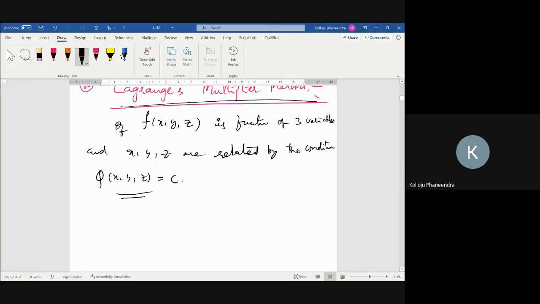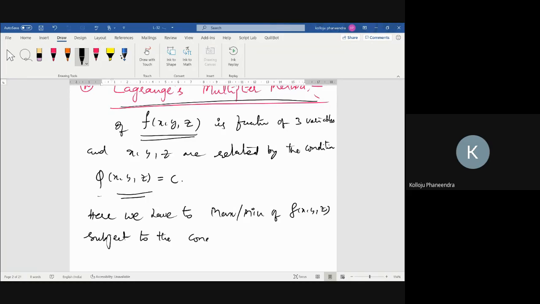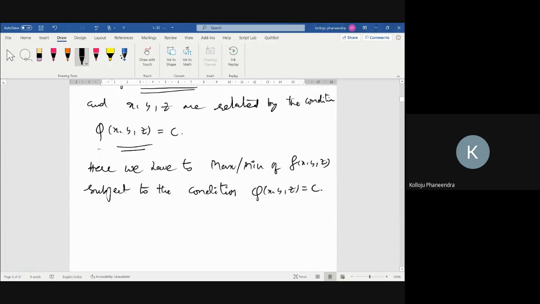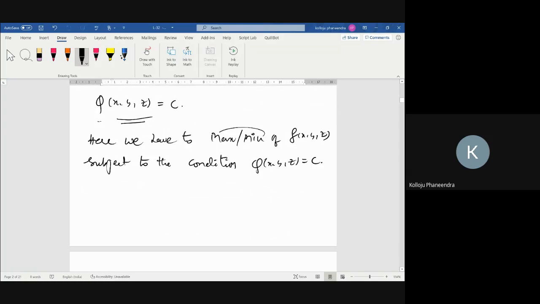So I have to calculate what? Maxima and minima of f, subject to what condition? Here we have to find the maxima or minima of the function f of x, y, z, subject to the condition phi of x, y, z equal to c. Okay, so this is one type of optimization problem. And remember one more thing, this maxima and minima is called extrema, or one can call it extremum, meaning it may be either a maximum or minimum value.